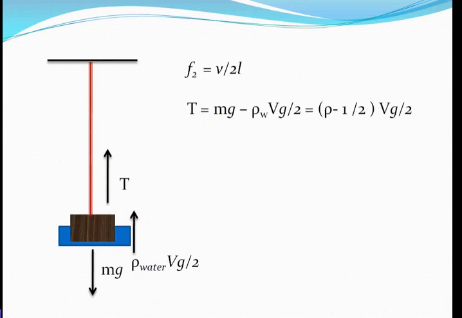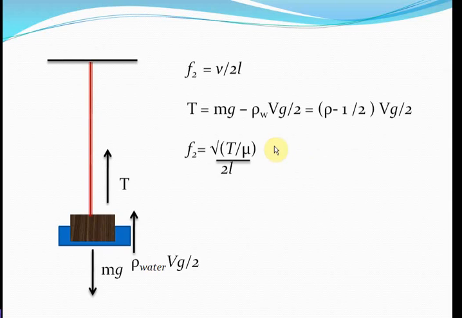If we balance the forces here, we get T equal to mg minus ρ water into V into g by 2, that is, the tension in the string is equal to the weight of the object minus the buoyant force acting on the object. On simplification and substituting ρV for m, we get the tension equal to ρ minus half into Vg. I have substituted the density of water here by 1 because the specific gravity of water is 1, and ρ here represents the specific gravity of the object. So the tension is ρ minus half into Vg.